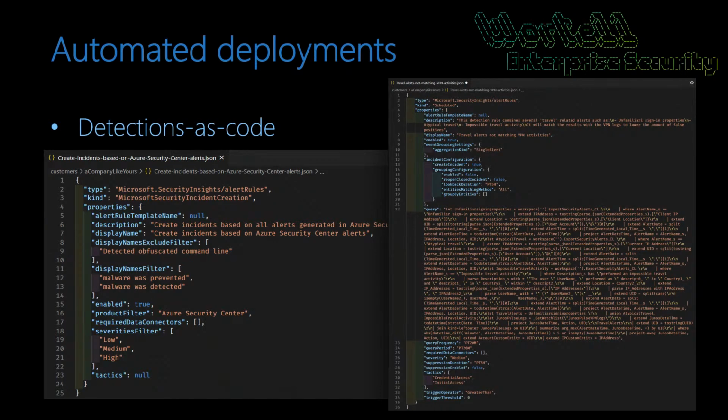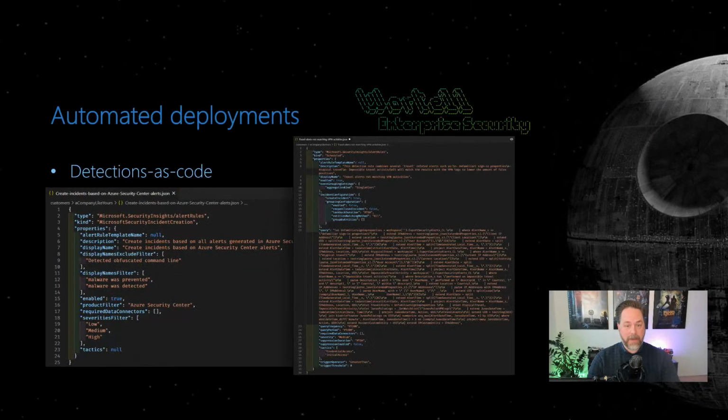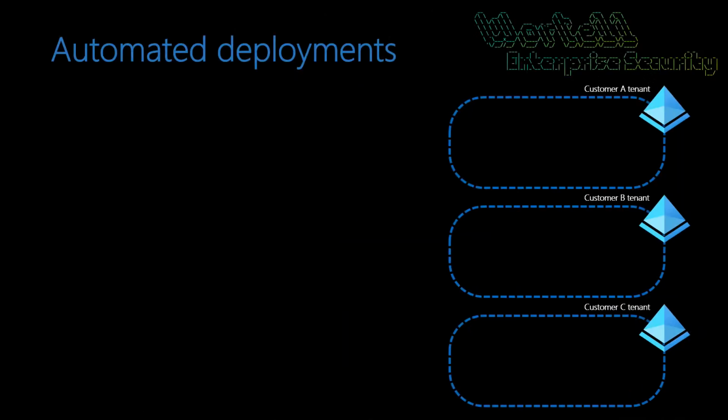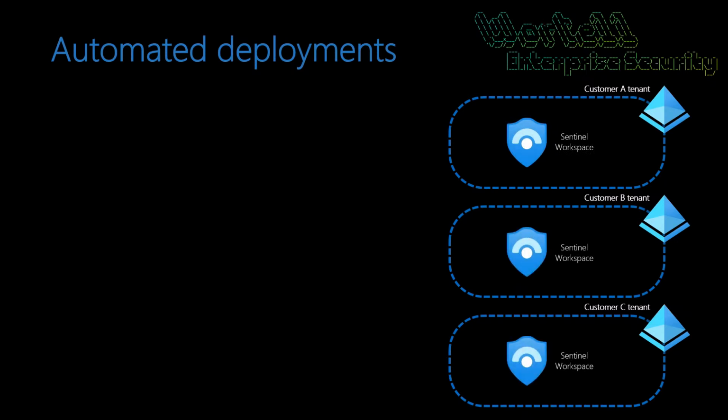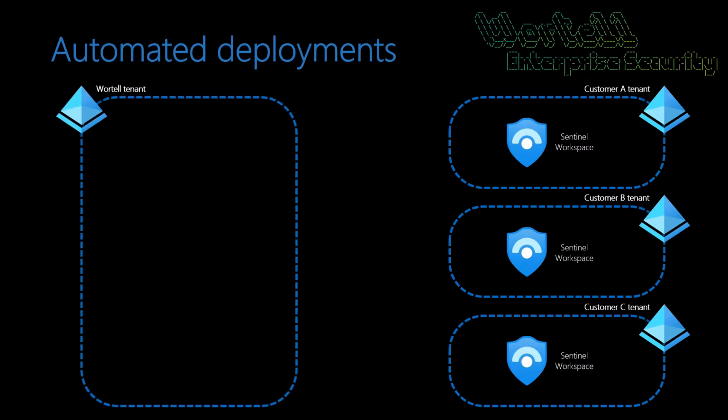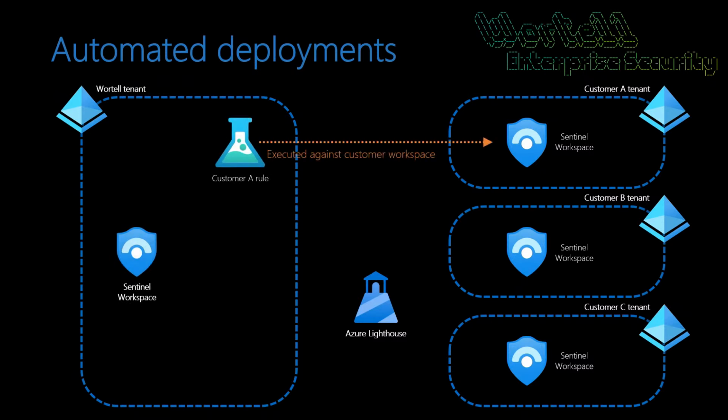So I already mentioned that it would also be interesting for Microsoft partners or other companies who'd like to deploy content to their customers. And now with Azure Lighthouse, you can even extend these deployments to other tenants as well. So in this example, you can see we have a couple of customer tenants, and they each run a Sentinel workspace. And in this example, we take our own tenant as a partner. And with Azure Lighthouse, we are able to deploy detection rules from our own Sentinel workspace into the workspace of the customer.